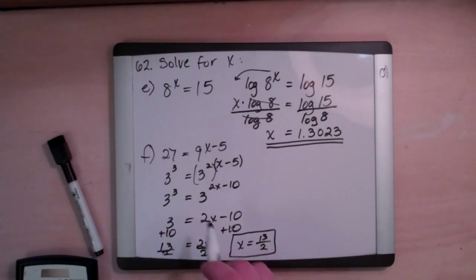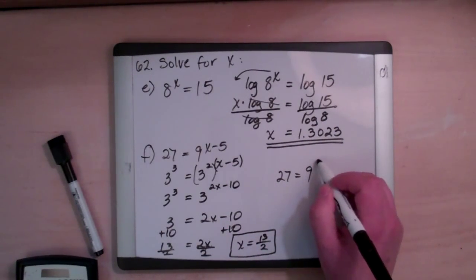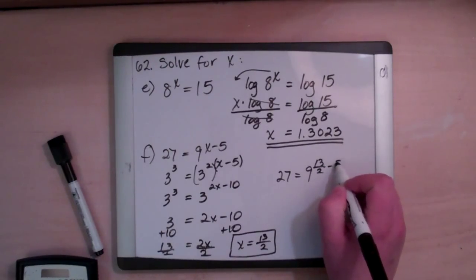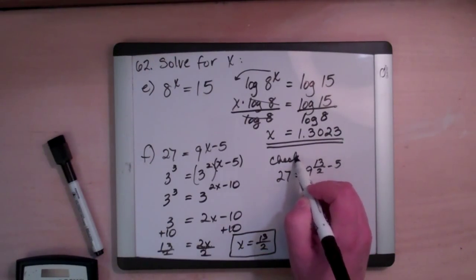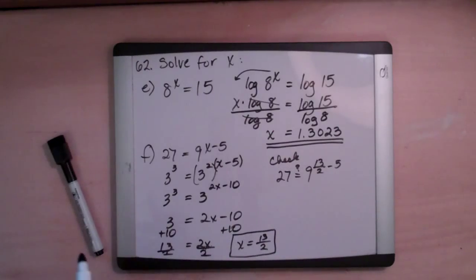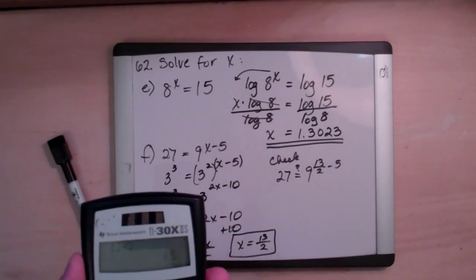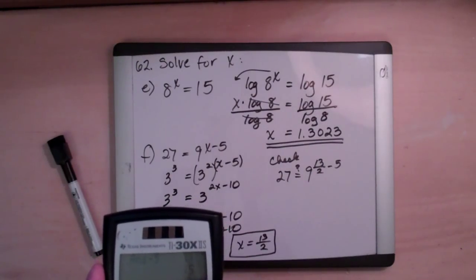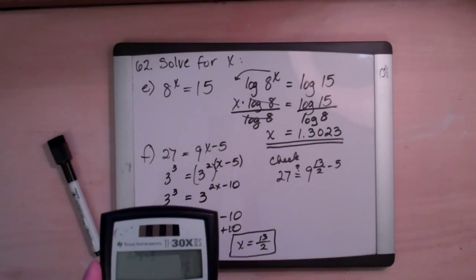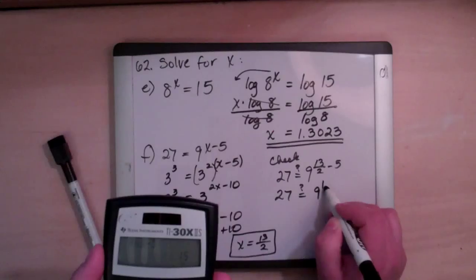But let's see. Is this actually true? Well, if I plug it back in, I can have 27 equals 9 times 13 over 2 minus 5. And this is my check. So I'm asking the question, is this true? Well, now I think I do want to plug it in my calculator and actually get the decimal number for that. So 13 divided by 2, if you can't do it in your head, there, 6.5 minus 5. That's the power. So this is 9 to the 1.5 power is what we come up with. I'll write it in here. 27 equals 9 to the 1.5 power.